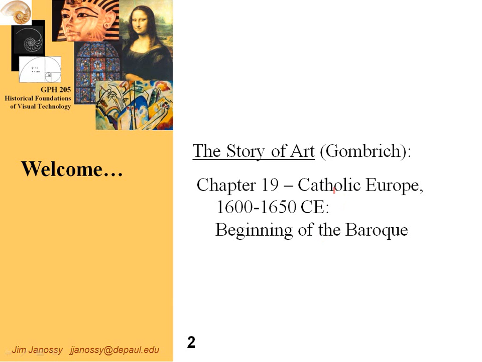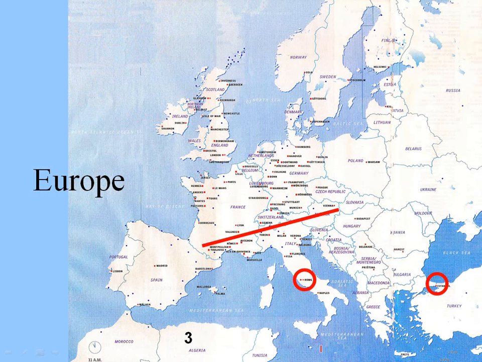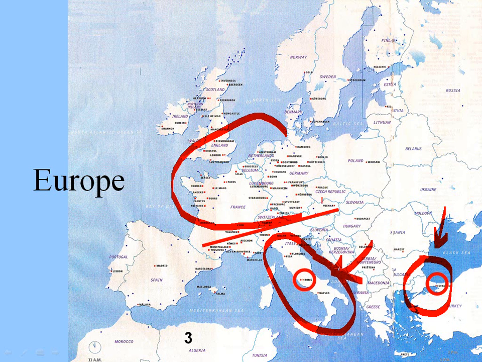In this chapter, we're going to take a look at Catholic Europe, 1600 to 1650, Baroque, far different from the eras that preceded it. What we're talking about now is Catholic Europe, Italy here, and another center of the church here, but by this time the church in the east is the Greek Orthodox Church, and the church here in the west is the Roman Catholic Church. So what we're going to take a look at is the reaction of the Catholic Church to events happening in Northern Europe, which in many areas became Protestant and broke away from the Catholic Church.